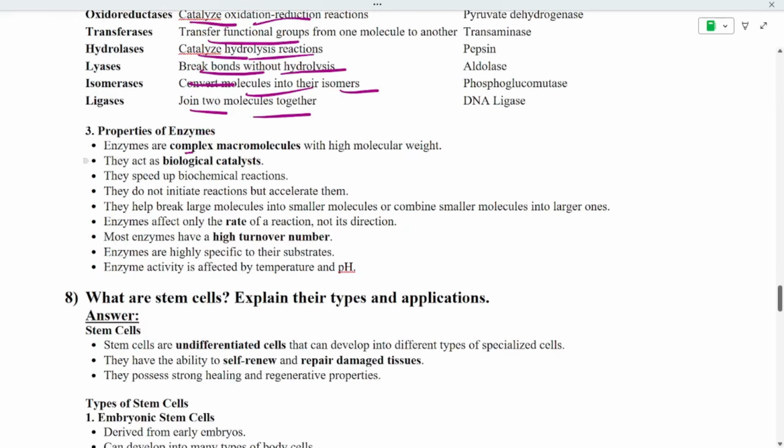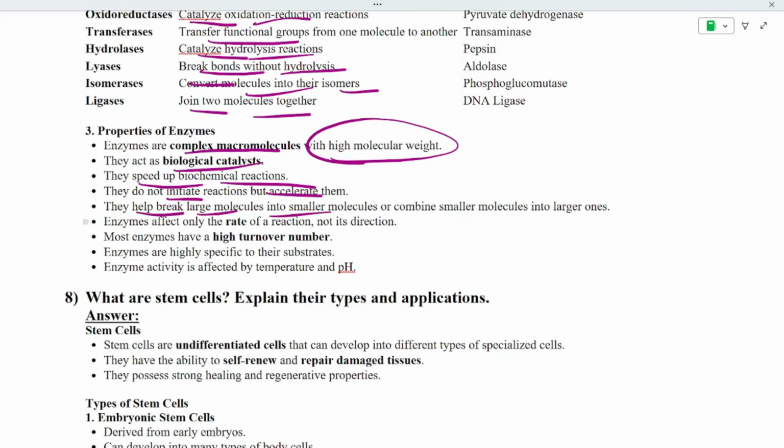Properties: they are complex macromolecules with high molecular weight. They act as biological catalysts and speed up biological chemical reactions. They do not need any initiation reaction, but will accelerate them. They help to break large molecules into smaller ones, and combine them into larger ones.